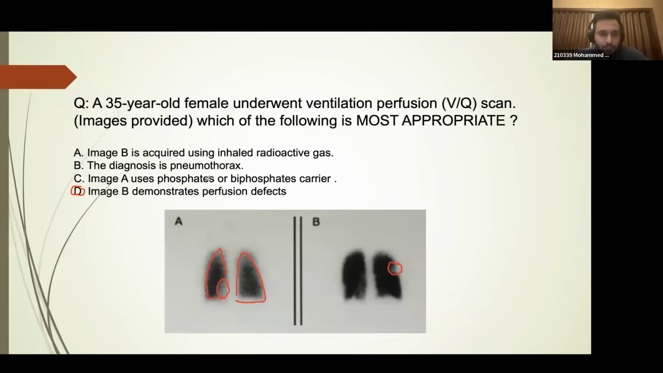So this is a VQ mismatch. Inhaled radioactive gas is used for the ventilation image. What do we use for image B? Exactly, technetium-labeled albumin, radiolabeled albumin. Xenon is the gas. The diagnosis is not pneumothorax, and it does not use a phosphate or bisphosphate carrier.